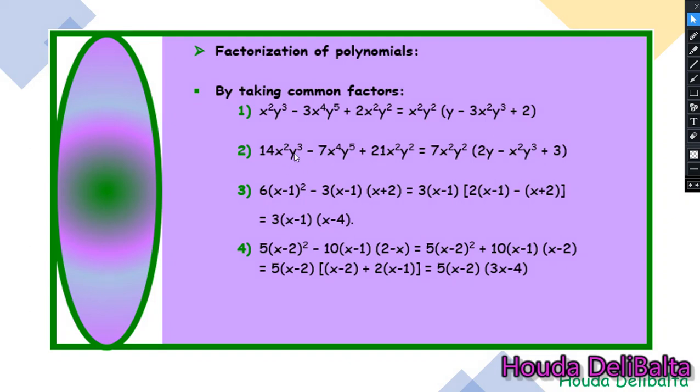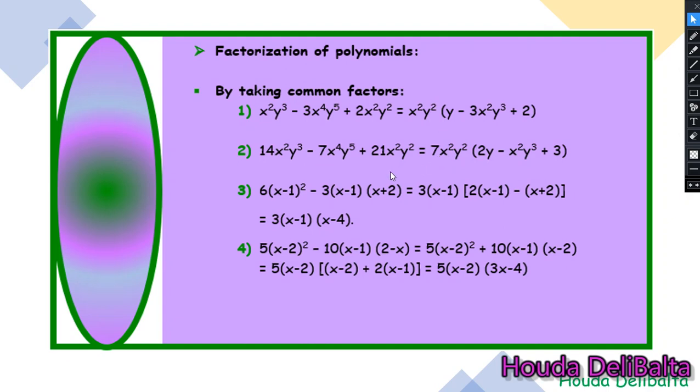We have 14x squared y cubed minus 7x to the power 4 y to the power 5 plus 21x squared y squared. So as I told you before, we have to search for a GCD that divides all these numbers together, or these coefficients. So all what I have to do is to search among 14, 7, and 21 for a GCD that divides them at the same time. Then it is 7, of course. 7 divides 14 and divides 21, so I take 7 as a common number.